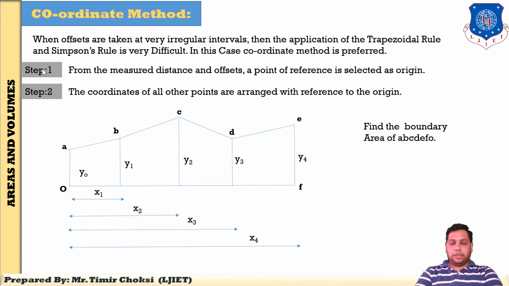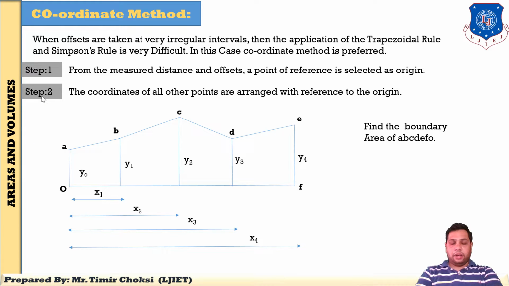So step number 1. Here our main goal is to find the boundary area of A, B, C, D, E, F, O and A point. Here the intervals are very irregular. In a previous session, you know that the distance between two offsets was similar, d equal to 10 meter. So all the intervals were d equal to 10 meter. But here all the offsets are taken in a very irregular way, meaning x1 is different, x2 is different, x3 is different. In this type of condition, you use the coordinate method.